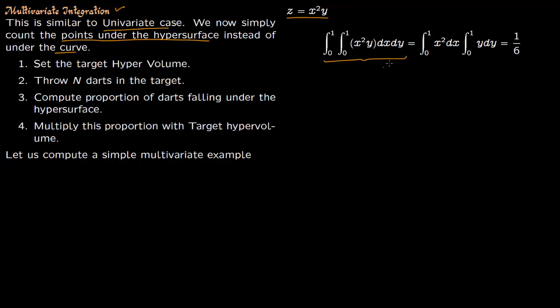So first let us just compute this integral directly. So you will have 0 to 1 x squared dx, 0 to 1 y dy. Just split it. So x goes from 0 to 1, y goes from 0 to 1. So this will become x cubed by 3 and this will become y squared by 2. So this becomes 1 by 3 times 1 by 2, which gives you 1 by 6.